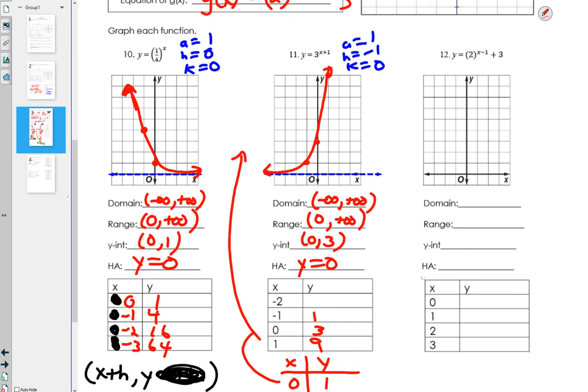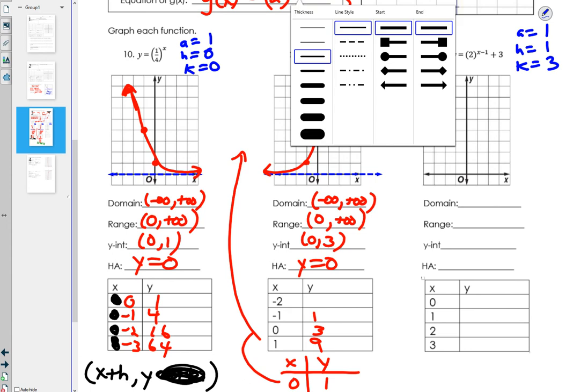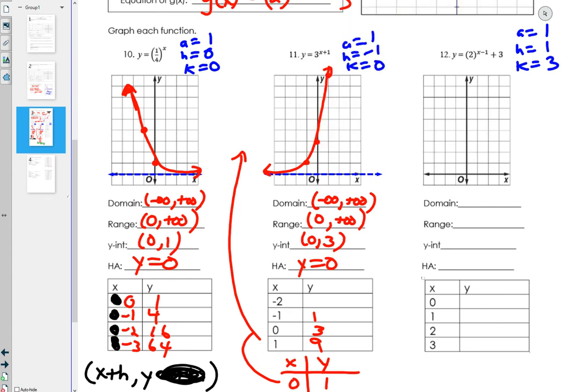Okay, last one. Is this a growth or decay? It is a growth. What's my a here? 1. What's h? 1. What's k? 3. So this only has a horizontal translation 1 to the right and a vertical translation 3 up. Now this also means because k is 3, that I'm going to have an asymptote at y equals 3.